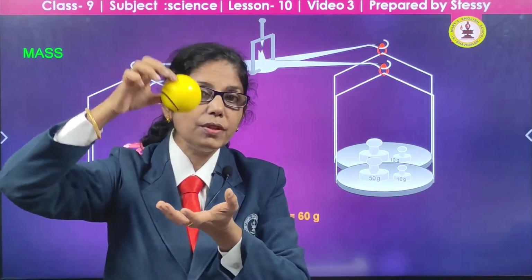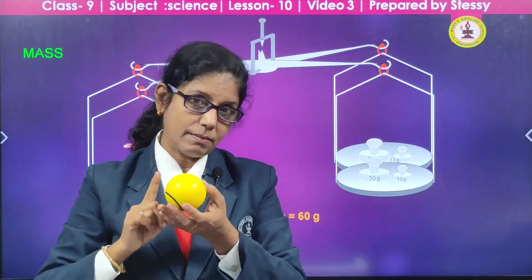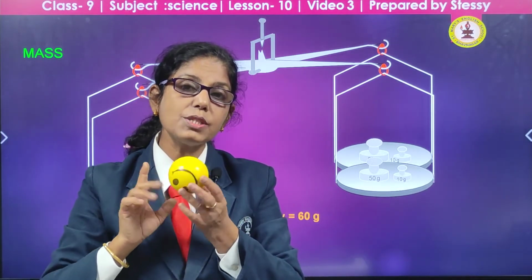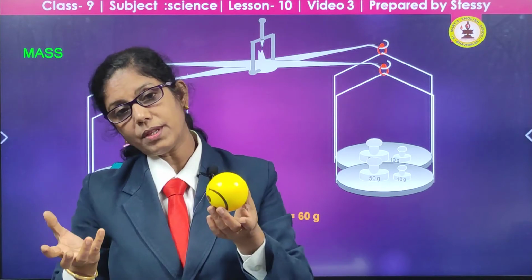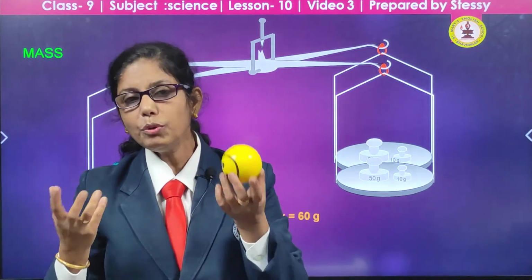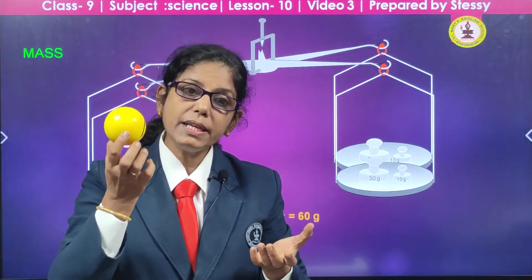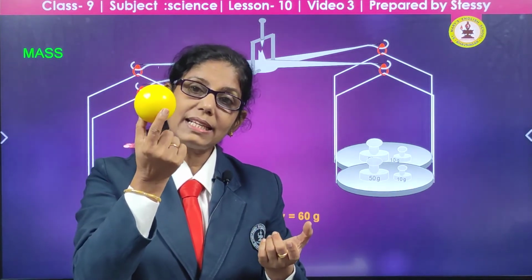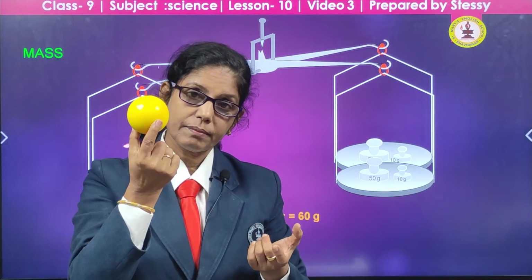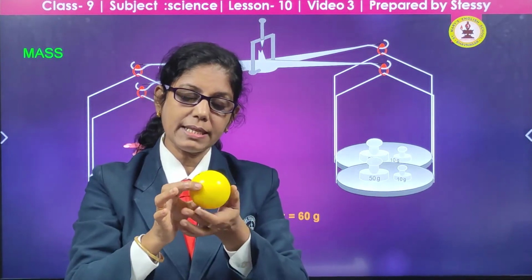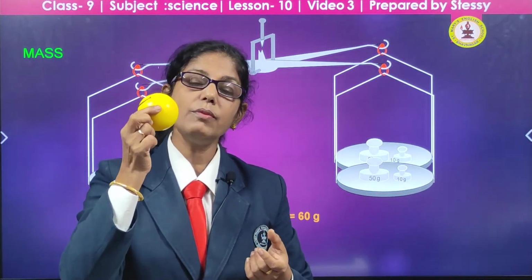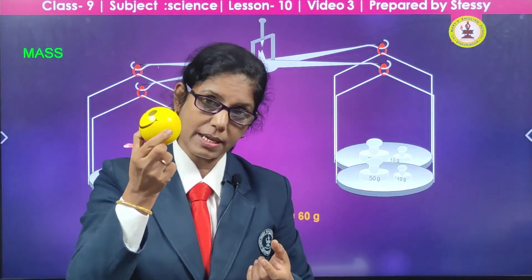But do you think the weight of this ball is 25 gram itself, or something different? How do you know it? What is the meaning of mass? Mass means the quantity of matter contained in this body. That is, how much matter is contained in this ball, which is called its mass.